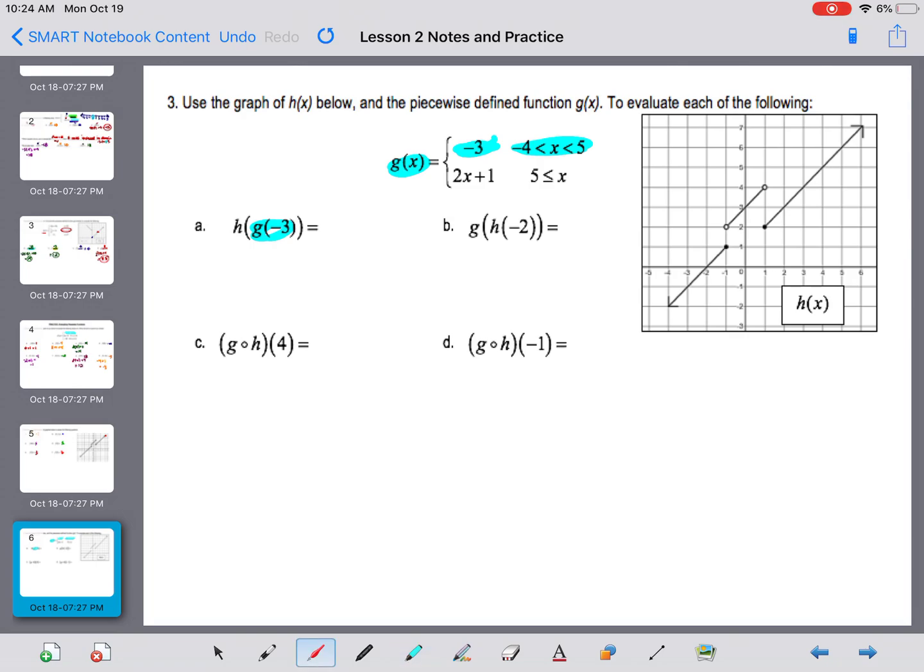Well, it's just a number. And that number happens to be negative 3, so that's our answer. So this becomes negative 3. Now we're going to find h of negative 3. So I go to my h graph, go to negative 3. The y value there is negative 1. So our answer is negative 1.